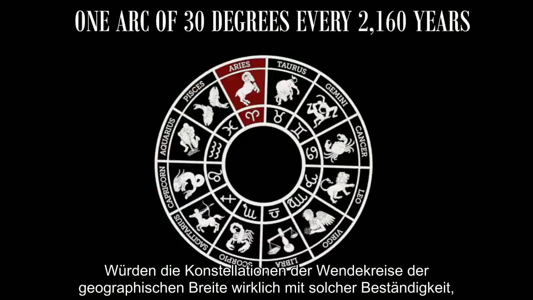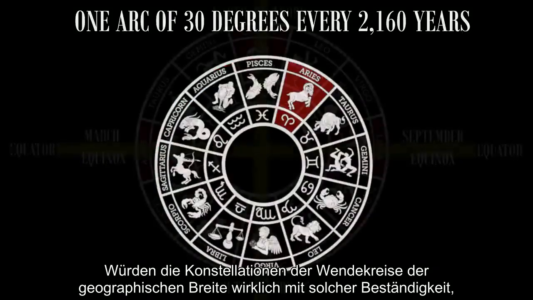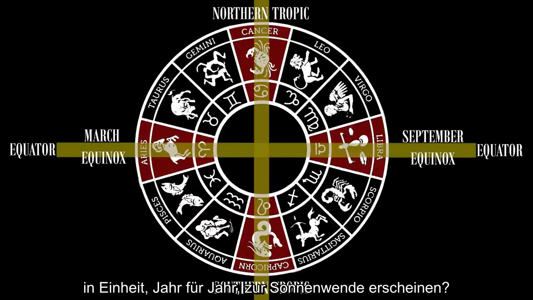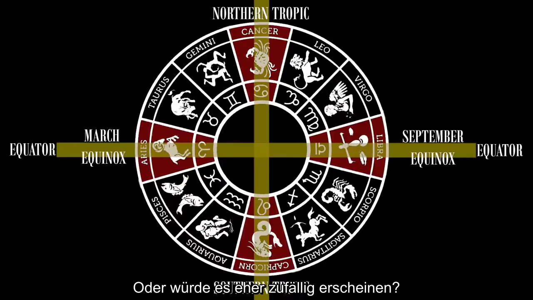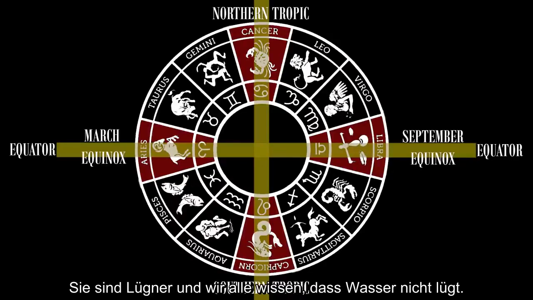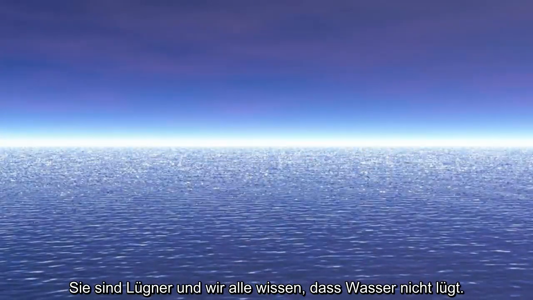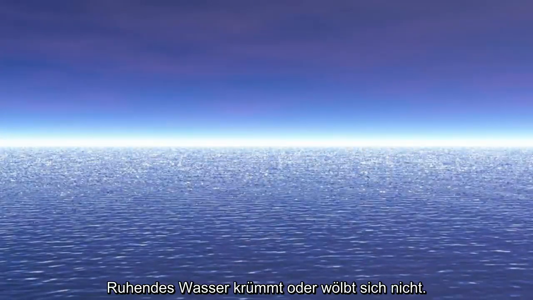Would the constellations of the tropic circles of latitude really appear with such consistency in union year after year at the solstice, or would it appear a bit more random? They are liars, and we all know that water does not lie. Resting water does not curve or convex.